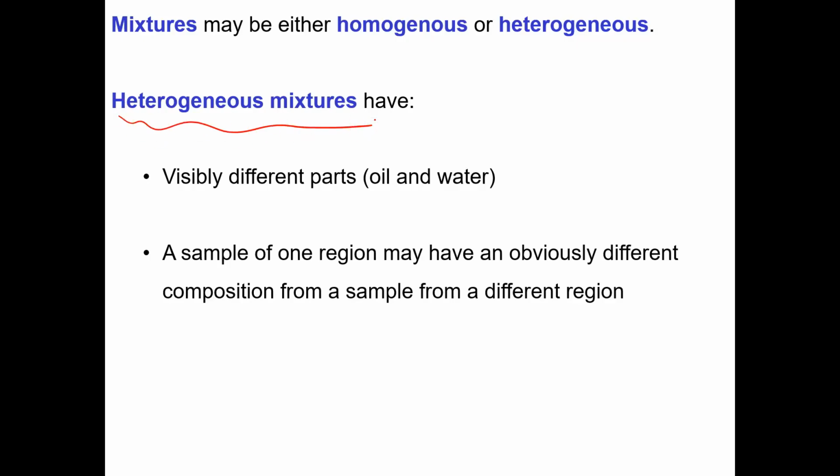Heterogeneous mixtures have visibly different parts. A good example of this would be oil and water. And you can tell you've got a heterogeneous mixture because a sample of one region has an obviously different composition from a sample of a different region. So if you have that sample of oil and water, you probably know that oil floats on water, and you can see that there are very different regions within our mixture.